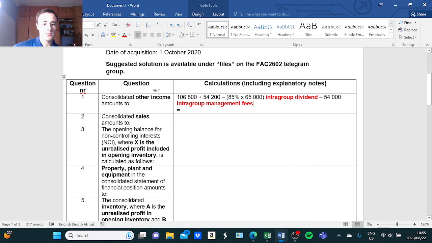Alright, good. So other income that will be disclosed in the consolidated statement of profit or loss and other comprehensive income is 106,800 plus 54,200 minus the intergroup dividend, and then subtracting the intergroup management fees. So other income for the group amounts to 51,750 Rand. Okay, so you should have chosen the relevant option for this question, the option that reflects this amount right here.